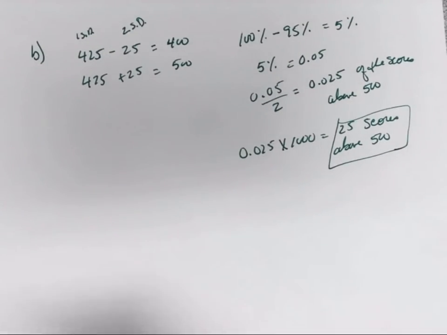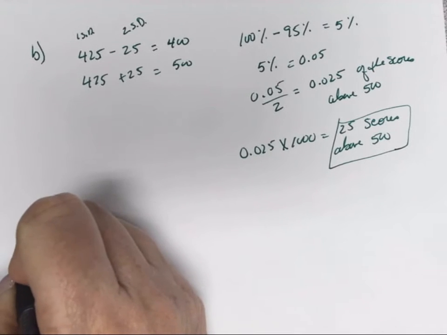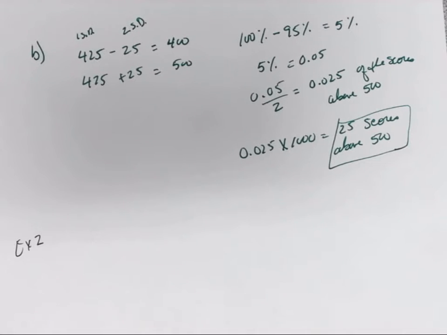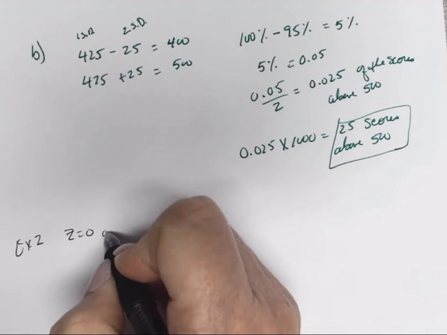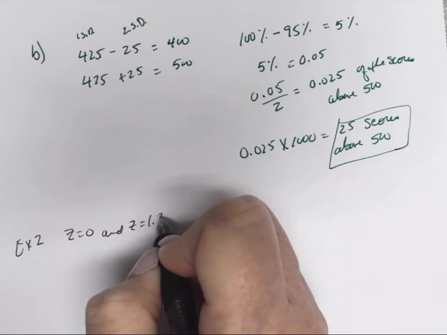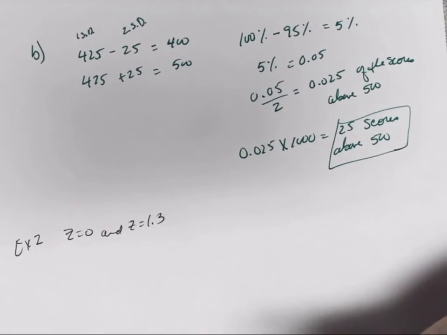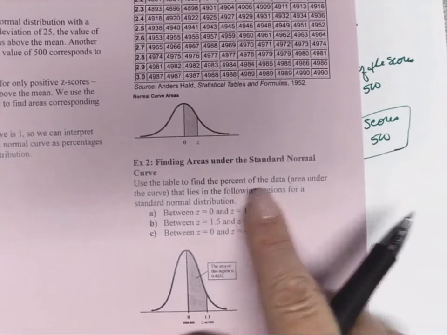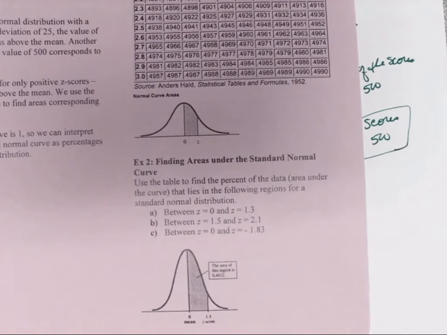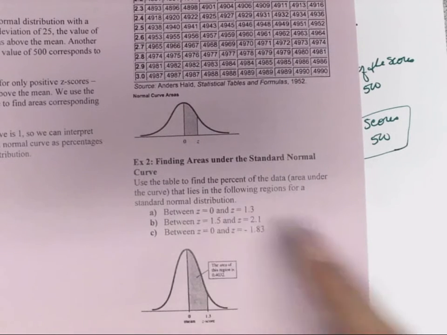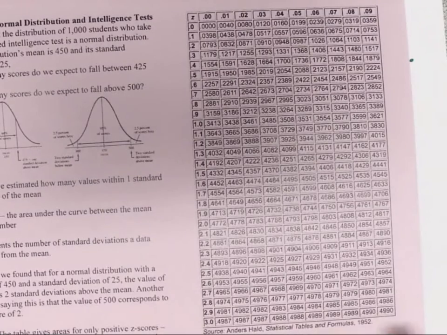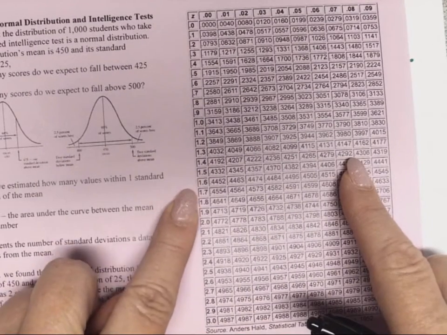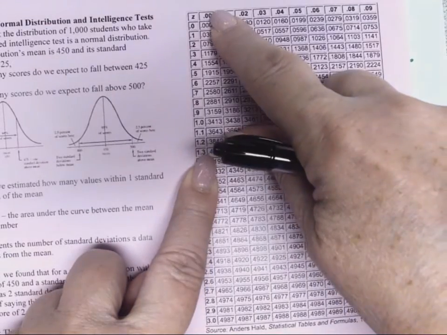So we're going to go on to example 2. For example 2, we are given that z is equal to 0 and z is equal to 1.3. And it says to use the table to find the percent of the data, area under the curve, that lies in the following regions for the standard normal distribution. Well, if z equals 0, it's just going to be z equals 0. And down here we have 1.3. So 1.3 will get us a 0 there.